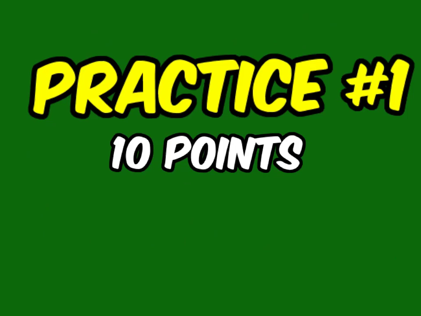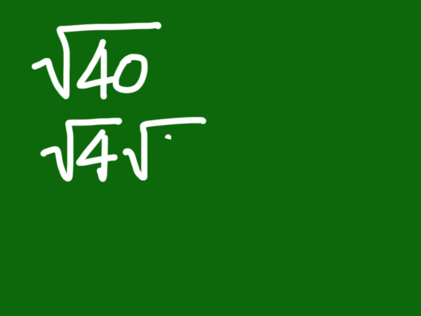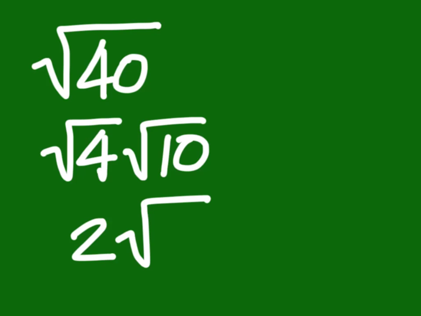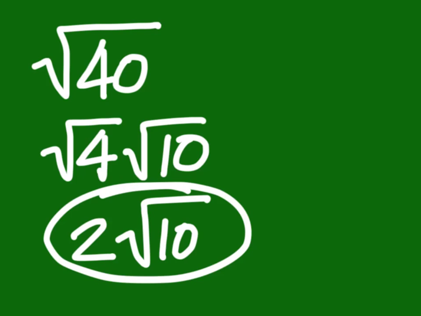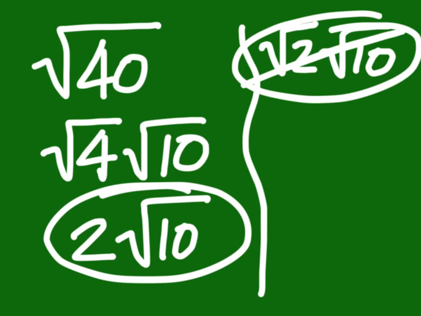Try this one and drop it off. For your answer here, you should have chosen 4. Square root of 4 times square root of 10. The square root of 4 is 2. The final answer is 2 square root of 10. You may not put the following. This is not the final answer. It is this.